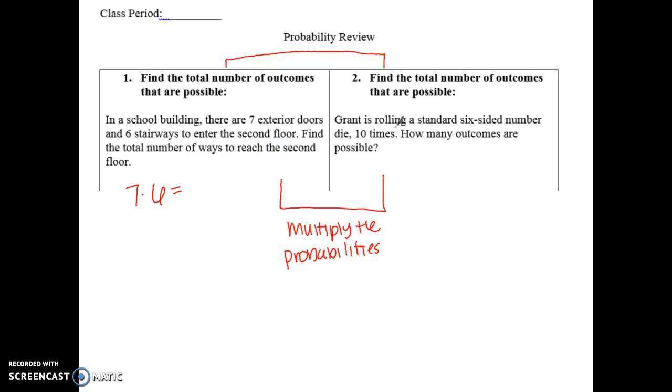For example here, it's a little bit different. He's rolling a standard six-sided number die 10 times. So the number of outcomes for the first time is 6. For the second time, 6, 6, 6, so on and so forth. And therefore, that'd be just 6 to the 10th. So for both of these, I want you guys to find the answer and I want you to box them. Again, all you have to do here is multiply the probabilities. Anytime you're doing the number of outcomes, that's all you have to do.